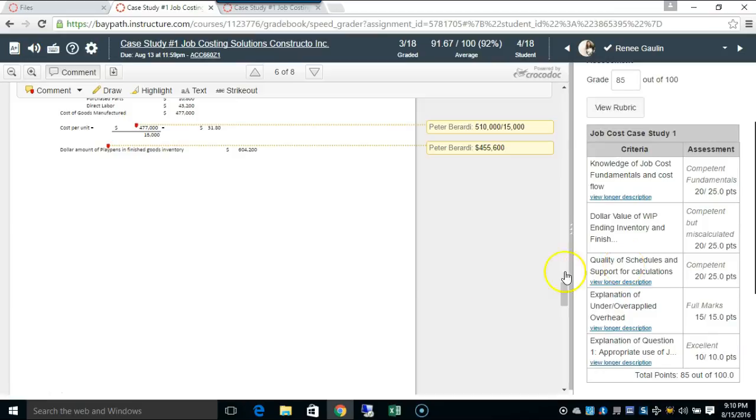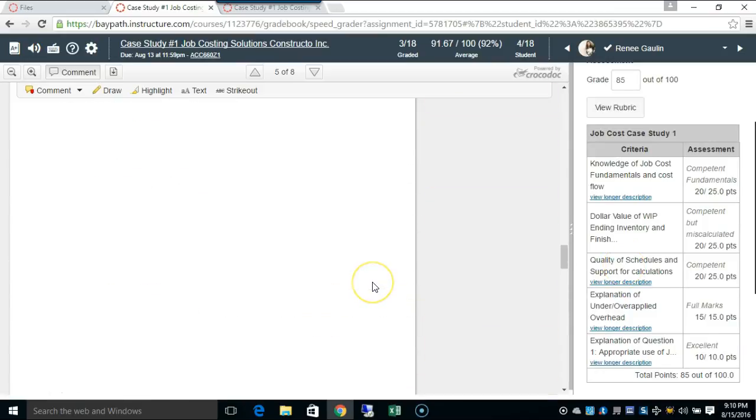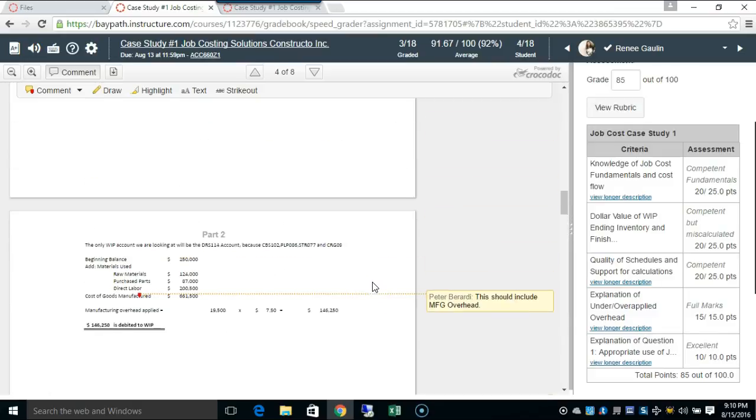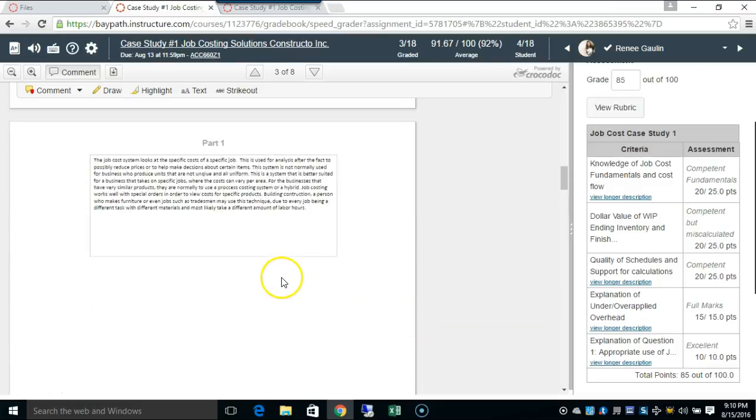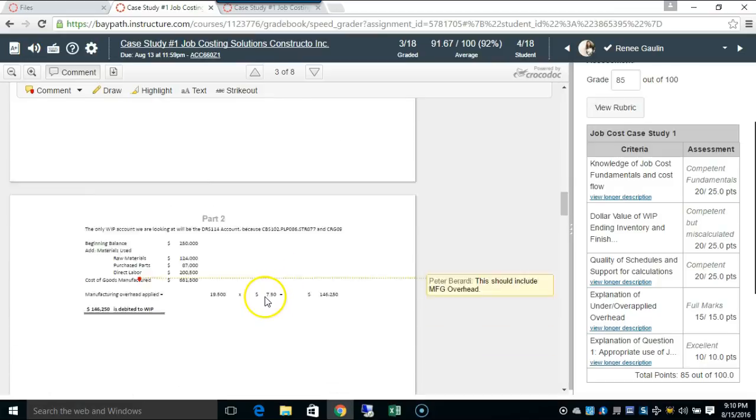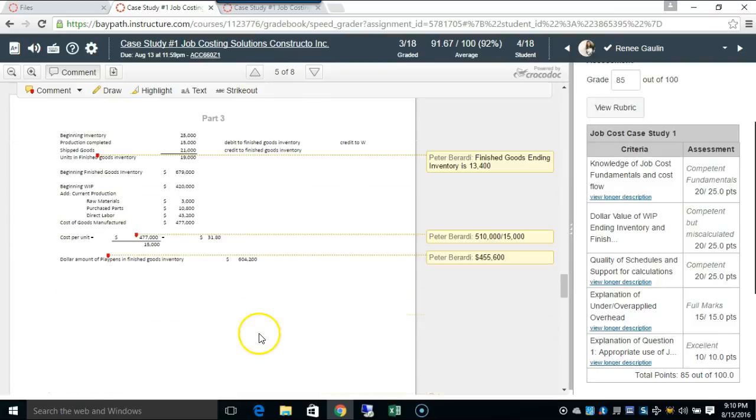Quality of schedules, I gave you 20 out of 25, some points off. I just had a hard time following some of these schedules. For example, I had a difficult time with part 3. There was no heading. You didn't write what you were trying to accomplish here, what the part 3 was. And so I had to go back and forth to figure out where you were getting these numbers. Part 3 could have been part 2. I just couldn't make it out.